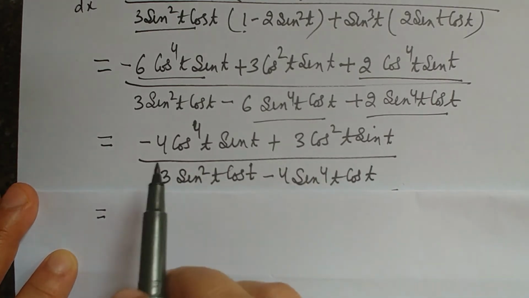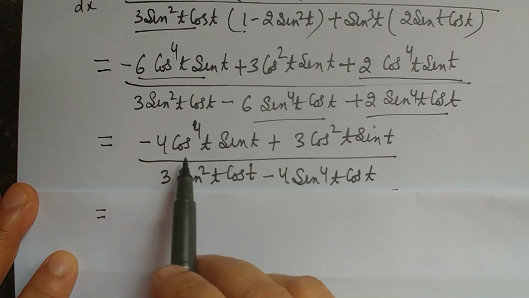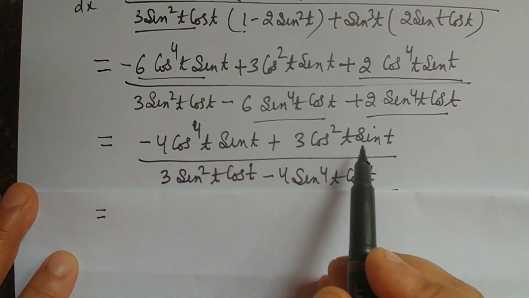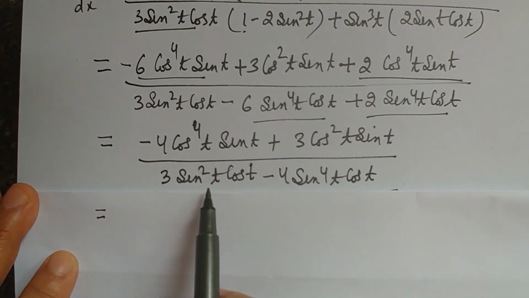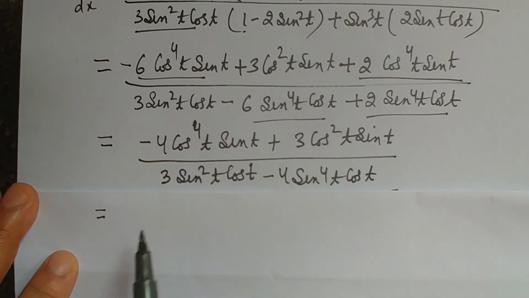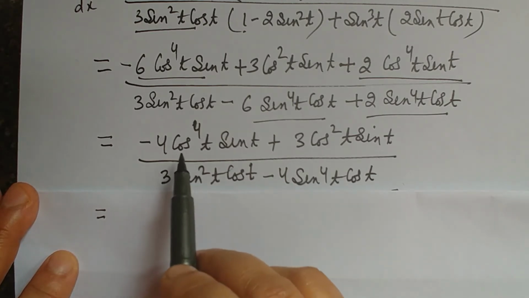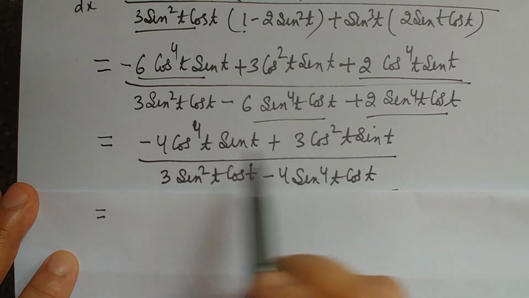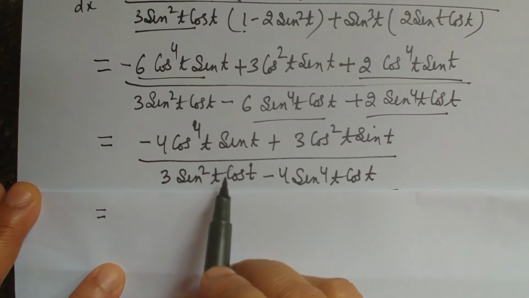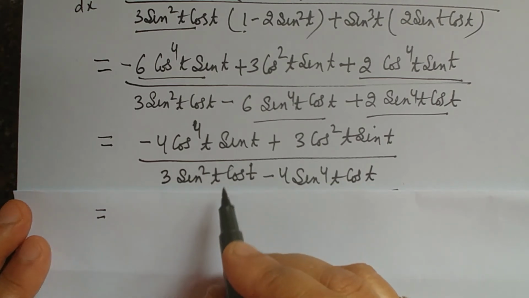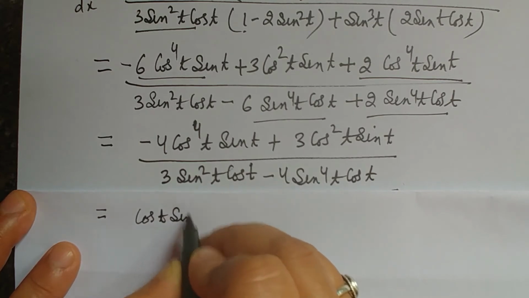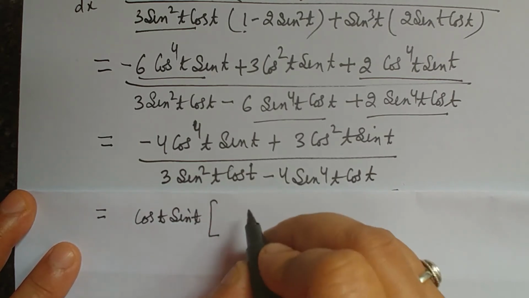From here, see, what can I take common? I can take, no doubt, cos square t common from the numerator and sin t common from the numerator. From the denominator, I can take sin square t common and cos t common. But instead of it, if I take cos t and sin t only common from numerator and denominator, this will be reduced to some formula. So see how it is happening. I will take just cos t sin t common from numerator and the same from denominator.